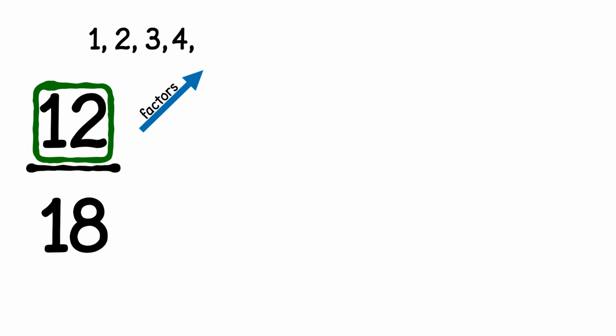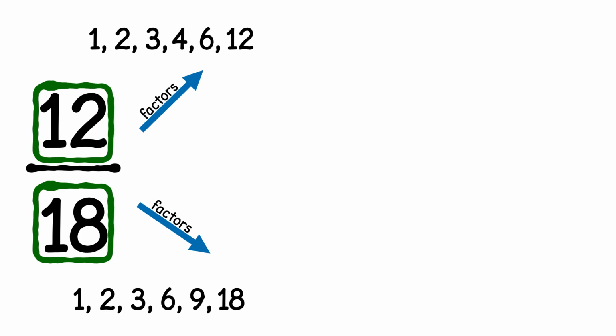5 is not a factor of 12. 12 can be divided by 6. So 6 is a factor of 12. 7, 8, 9, 10 and 11 are not factors of 12. Finally, 12 is a factor of 12. Now we do the same for the denominator. So here are the factors of 18.